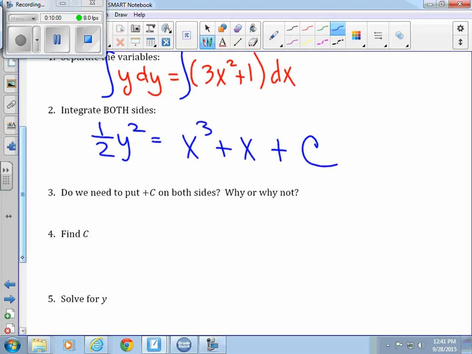Notice the next question kind of walks through this a little slower. Do I need to put a plus c on both sides? Yeah, I could put a c1 on the left and a c2 on the right, and then subtract a c1 over, and I get another constant. So it is unnecessary to write c twice. You could, but we're just going to write it one time. Put one constant in there.